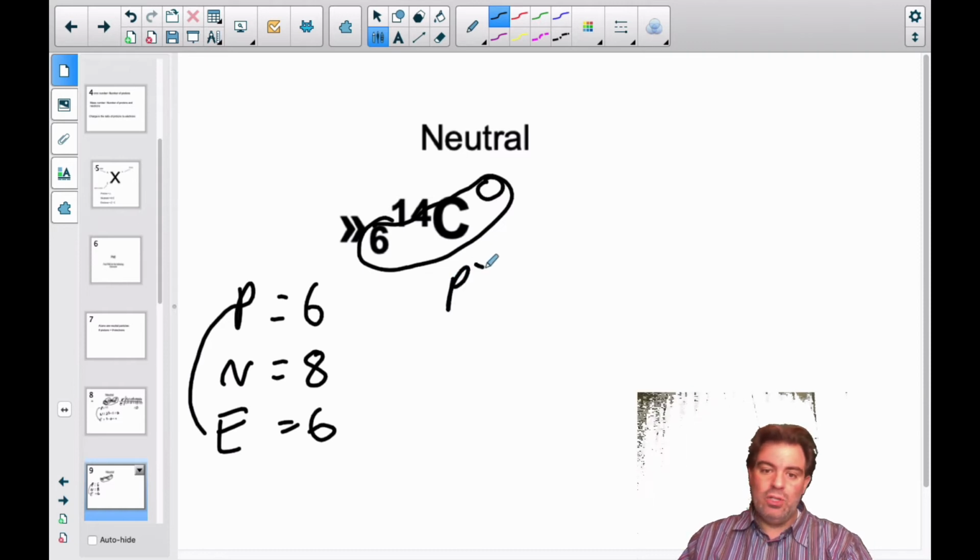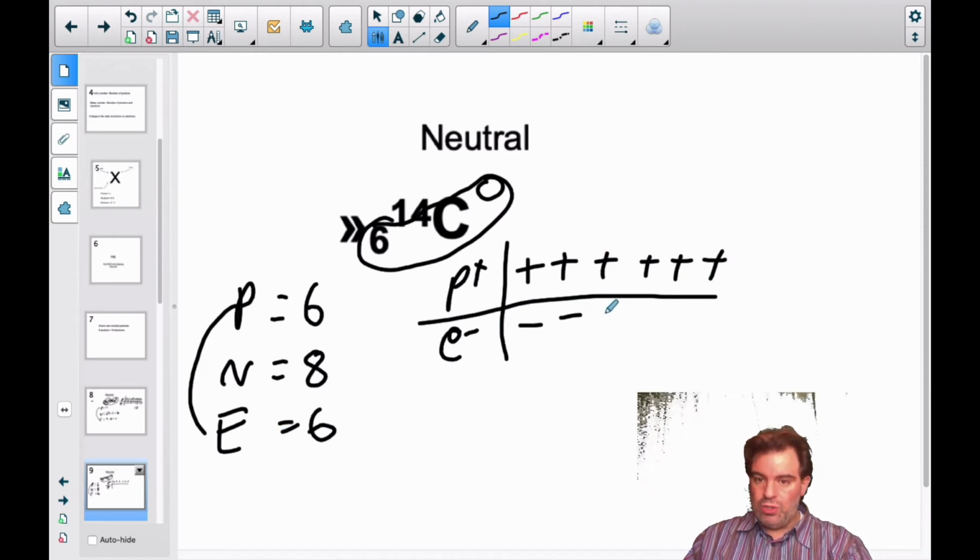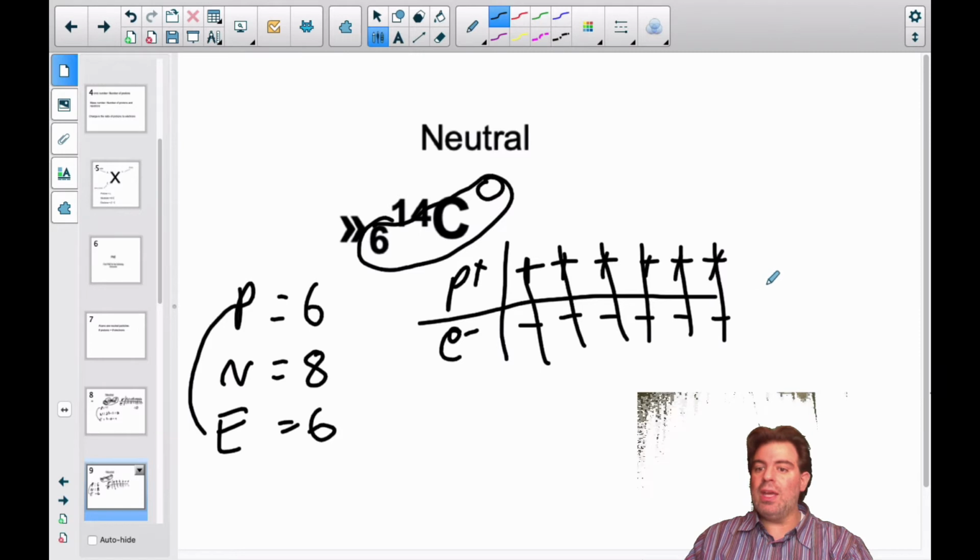And again, let's do another proton to electron ratio chart. We have 6 protons, so 6 positives: 1, 2, 3, 4, 5, 6, and 6 electrons as depicted right here: 1, 2, 3, 4, 5, 6. So they all cancel, for a charge of 0.